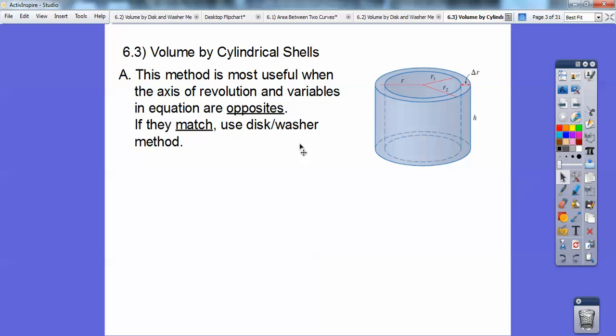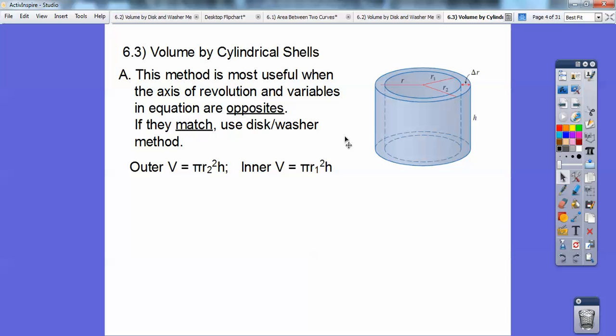Sorry, I'm getting a little tongue twisted here. If they match, then you do what we did in the last lesson, and you do the disk and washer method. So can you see, and imagine I have this y-axis going down right here, okay? And then I'm doing this shell that goes all the way around. I'm going to find the volume of the shell. So we're going to have the outer shell minus the inner shell.